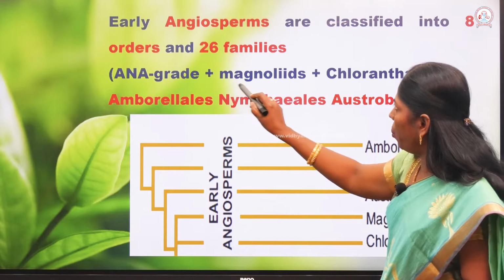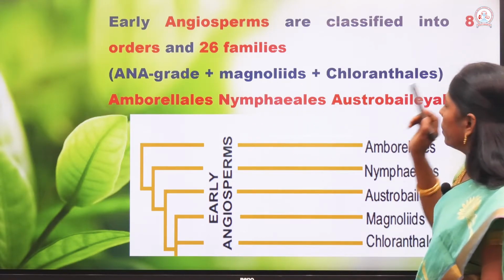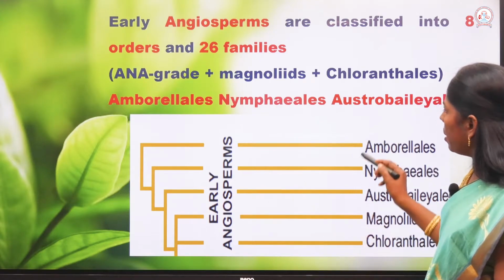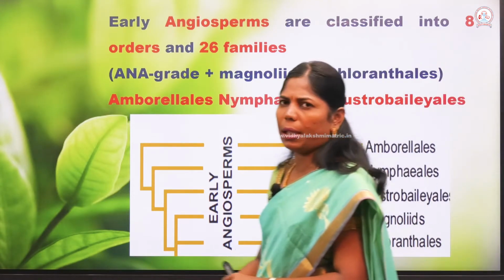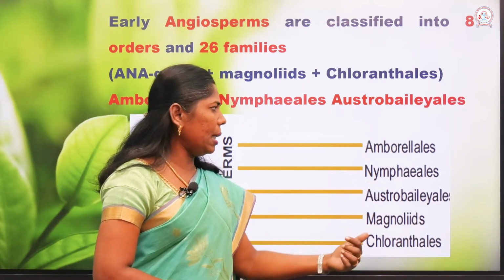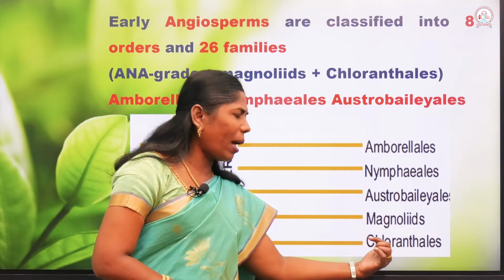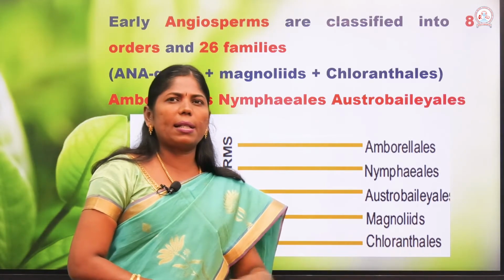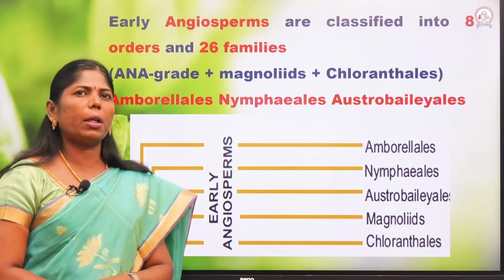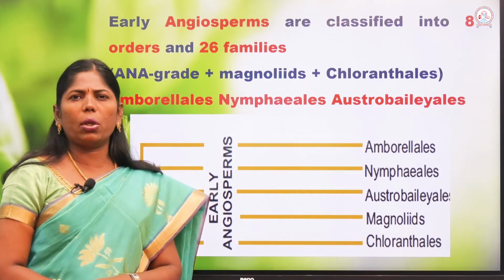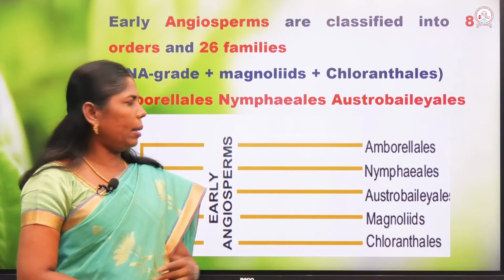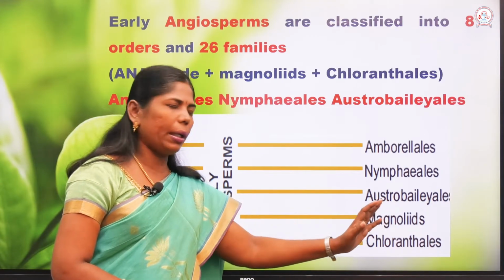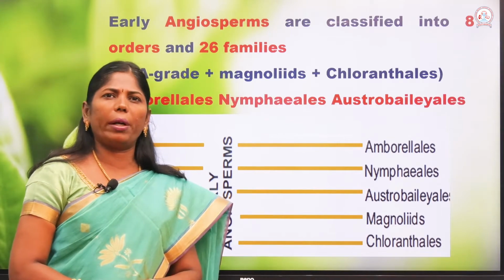Then that is a grade. Then magnoliids is a monocot. Next Chloranthales, remember it as chloroplast, okay. This is the early angiosperm. It is explained in a small flow chart, where you will see the same thing: Amborellales, Nymphaeales, Austrobaileyales, magnoliids and Chloranthales. These are the species in early angiosperms. It has 8 orders and 26 families. Names ending in -ales are orders, so magnoliids is a class and Chloranthales is an order.